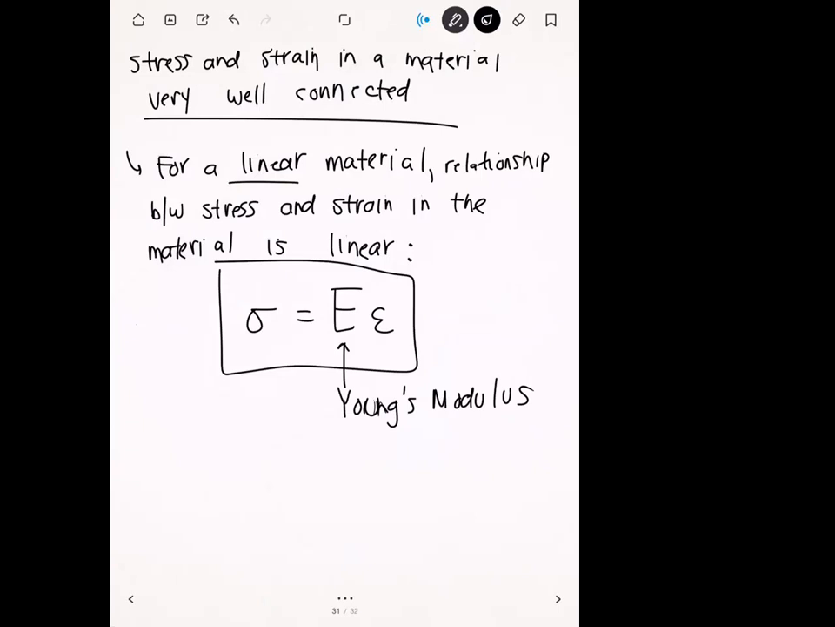And so in this simple relationship, what you can see is that the more strain that an object undergoes, the more stress it's going to experience. And then the proportionality constant in between the two is the Young's modulus.